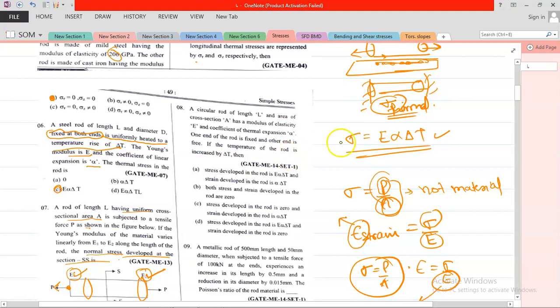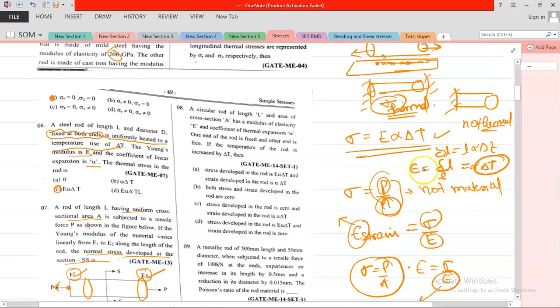You can just reply, because one end is fixed and the other is free, again no thermal stresses will be there. So first of all, the thermal stress will be 0. And what is the strain? The change in length delta L is equal to L alpha delta T. So your strain is delta L by L, that is epsilon is equal to alpha delta T.